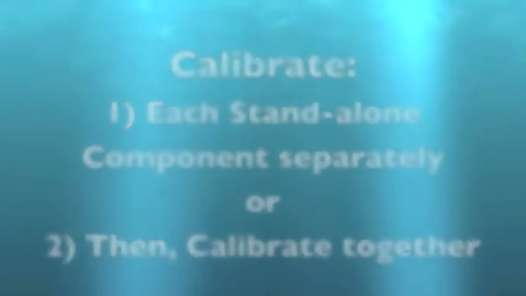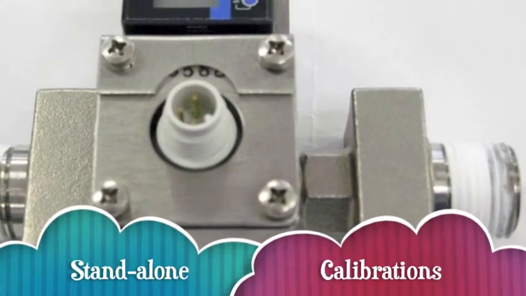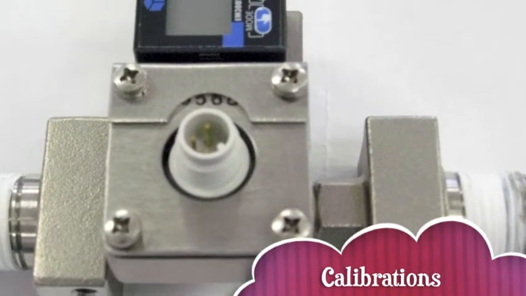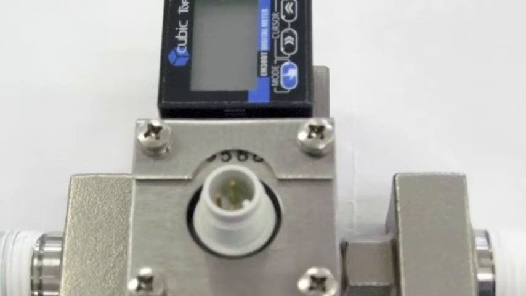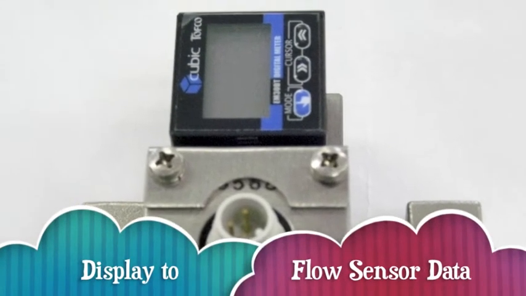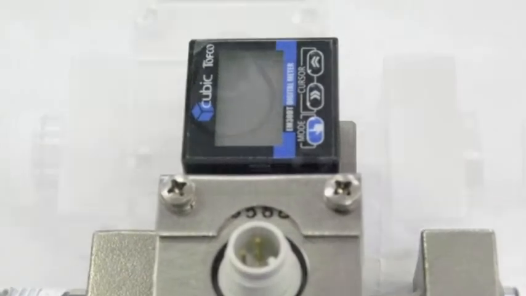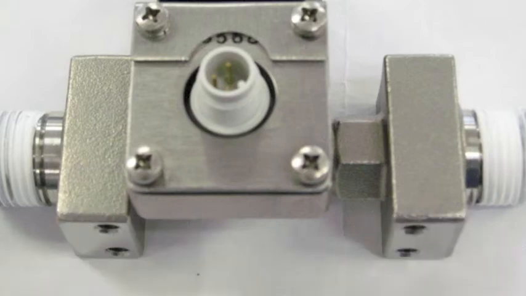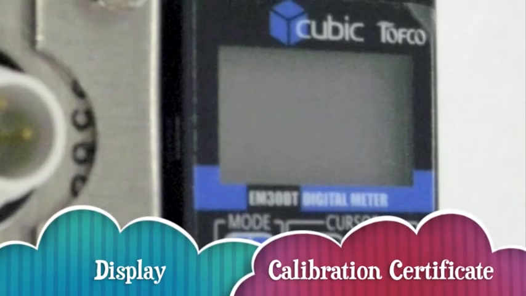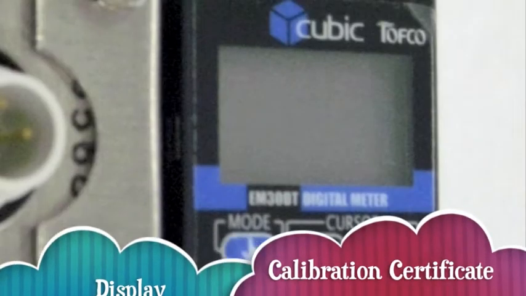together. For the standalone component calibration of this system, first the calibration will be performed on the flow sensor, then on a benchtop the display will be calibrated to the sensor data. There will be a calibration certificate issued for the flow sensor and a separate calibration certificate issued for the display.